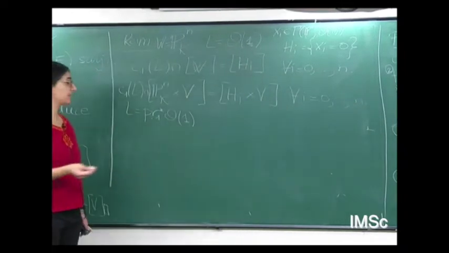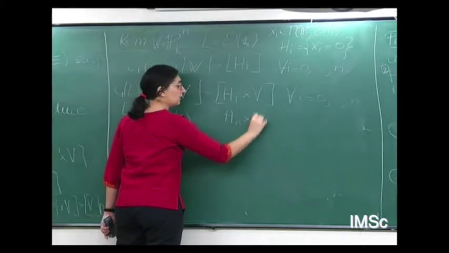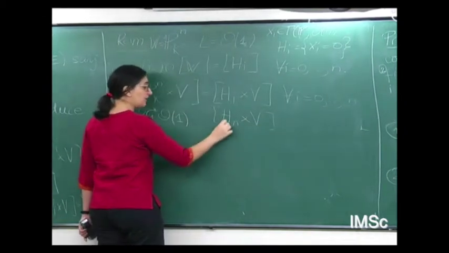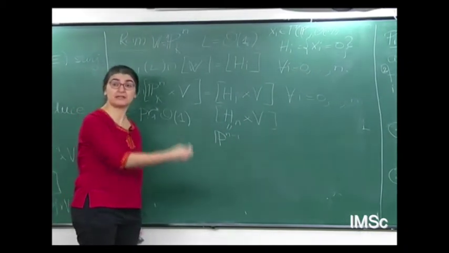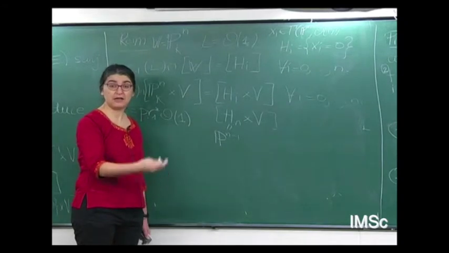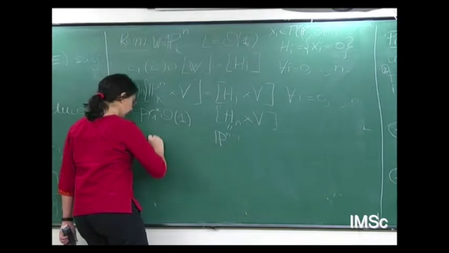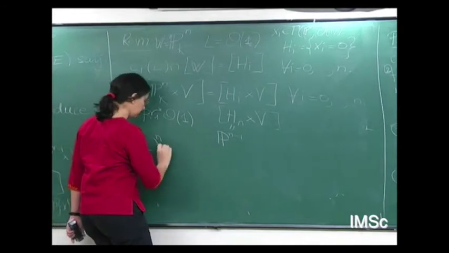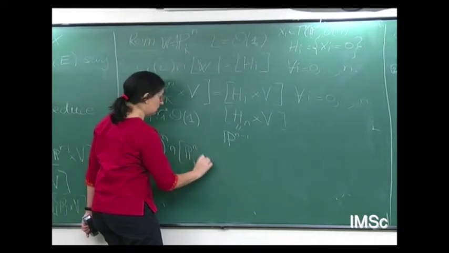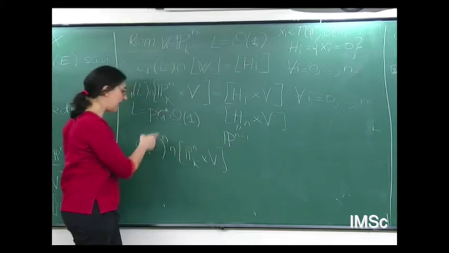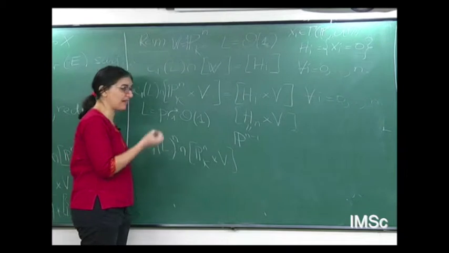So, for instance, I can take the last one. I can take HN cross V. Now, this HN is just a PN minus 1. And I keep doing this again and again and again. And when I have done it N times, so if I do it n minus 1 times, I'm just left with a p1. And when I do it n times, I'm left with a p0.